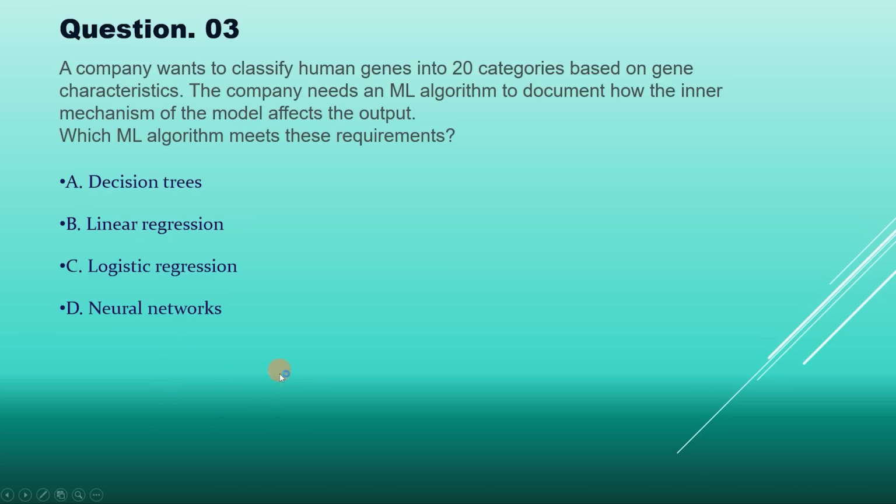So the correct answer here will be option A, decision tree. Most probably you may have been thinking about logistic regression, but the correct answer here is decision tree, because decision trees can handle multi-class classification problems, and due to that reason it is suitable here because 20 distinct classes are there.